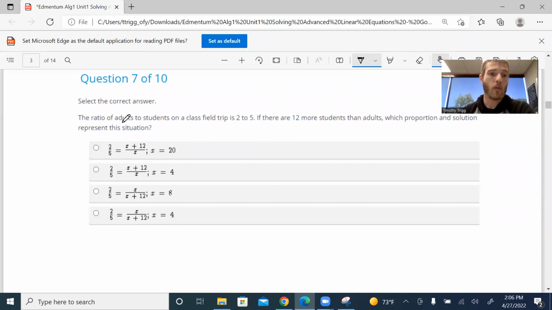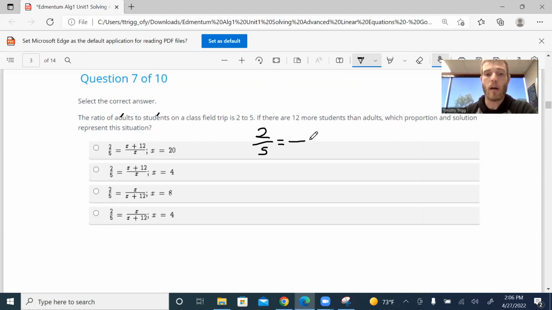Okay. The ratio of adults to students on a class field trip is 2 to 5. So I'm going to write a ratio here, 2 to 5. If there are 12 more students than adults, okay, so this is adults on top, right? This is adults to students, so adults to students. If there are 12 more students than adults, which proportion and solution represents this situation?